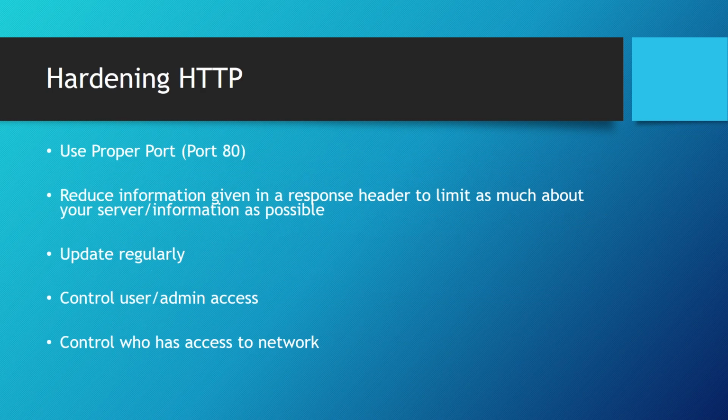Next, we'll talk about hardening HTTP. You will want to ensure that you are using port 80 instead of another port that could be used for HTTP. HTTP's default port is port 80, so it is best to follow that recommendation and use port 80 as listed. You also want to reduce information given in a response header to limit as much about your server information as possible. In that request header or response header, details about your organization and your computer can be seen, and you will want to limit that information as much as possible to limit who and what can see that information and how much information about you and your organization is getting out.